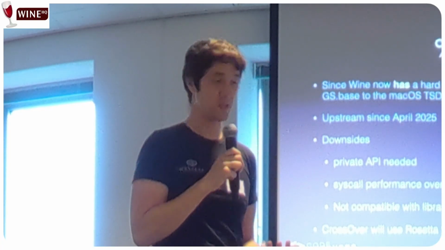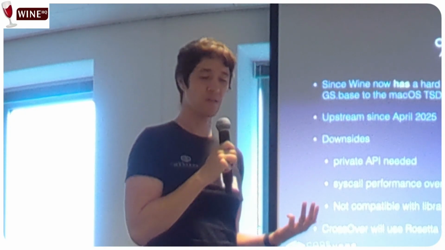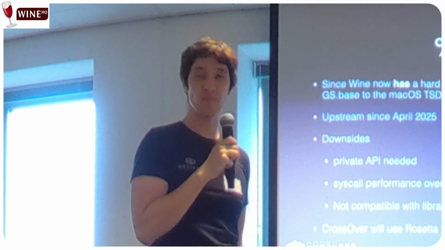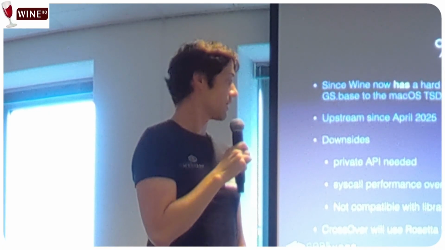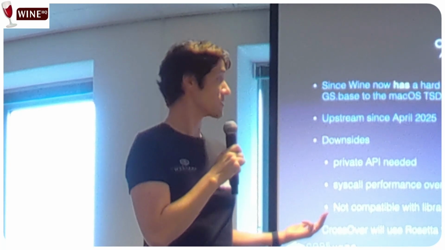I said earlier that Wine did not have a hard boundary between PE and Unix code, but Wine now does have a hard boundary between PE and Unix code. So we can set GS space to the Windows TEB when we jump to Windows code and set it back when we need to run Unix code. I worked on this over the last year, so it's been upstream in Wine since April.